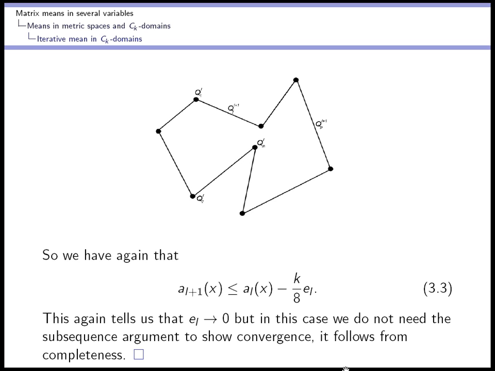And so we can take the geodesic convex hulls and they form a decreasing sequence. Therefore, it follows that these sequences are Cauchy. By completeness, we have the convergence.